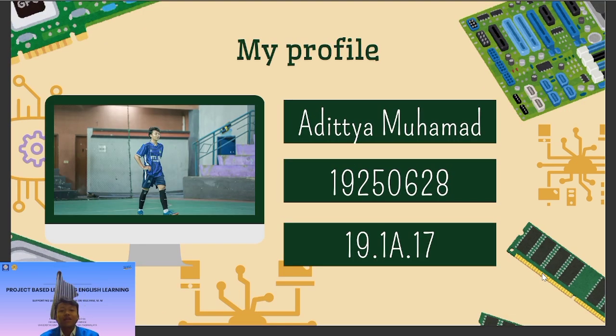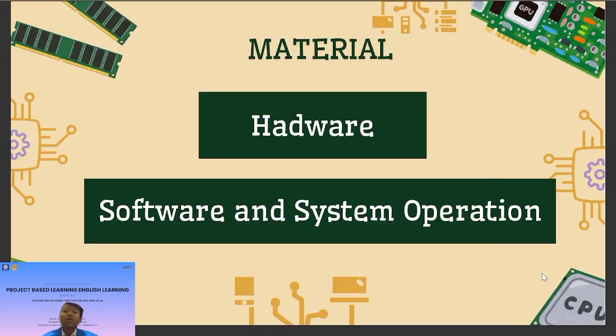Hello everyone, let me introduce myself. My name is Aditya Muhammad. I am from class 19 to A17. My student ID number is 19250628. Here I will present the result of my project, namely explaining the material about hardware and operating system.